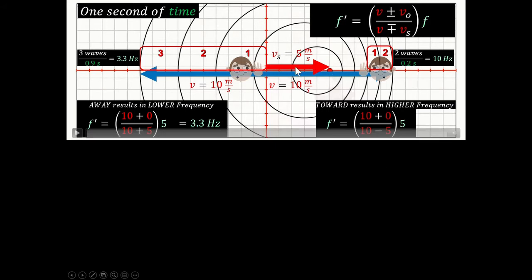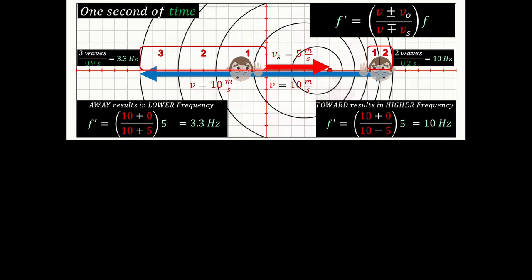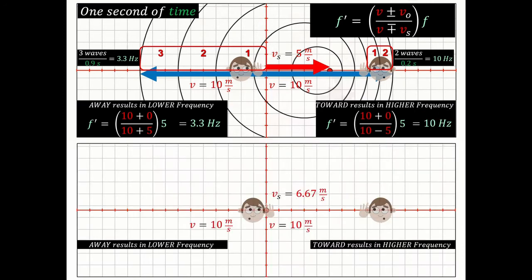Back to over here, the observer was moving away, so you should hear a lower frequency. And if the denominator here got smaller, the whole fraction would get bigger. So that's why I chose to subtract, so that the denominator got smaller and the whole fraction got bigger. But now I have 10 divided by 5, multiplied by 5, is our 10 hertz.